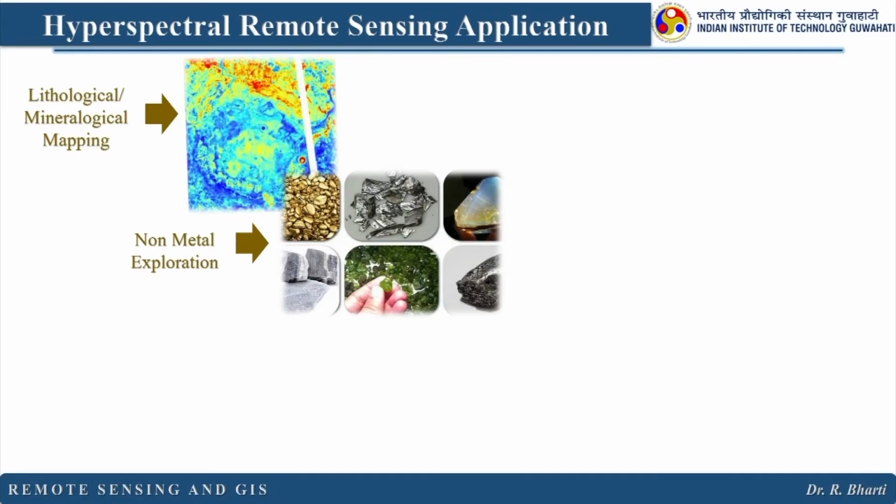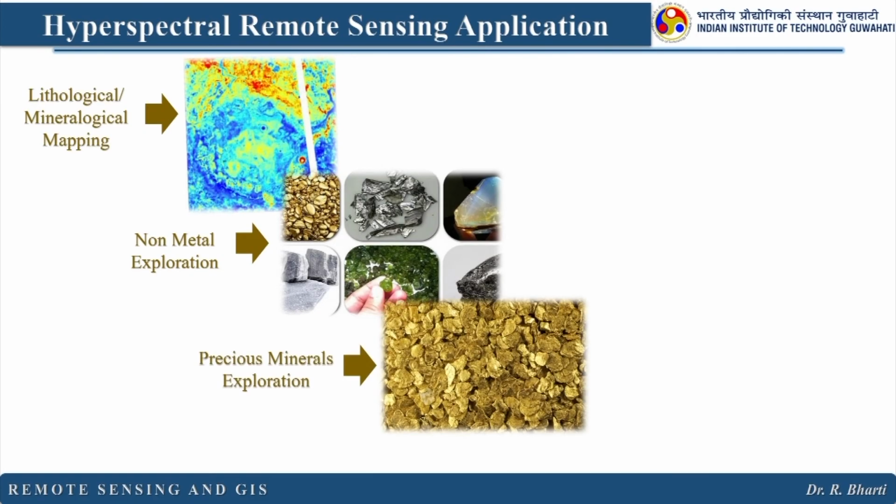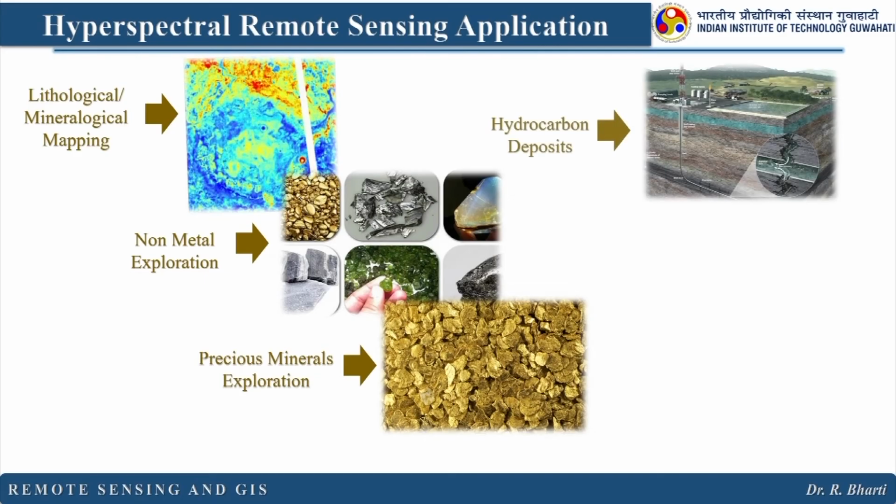Let's see what the different potential areas or applications of hyperspectral remote sensing data are. The first one is lithological or mineralogical mapping, right? Next one is non-metal exploration, then precious mineral exploration, hydrocarbon deposits. You can also investigate this one. I will cover some of them in the application part.